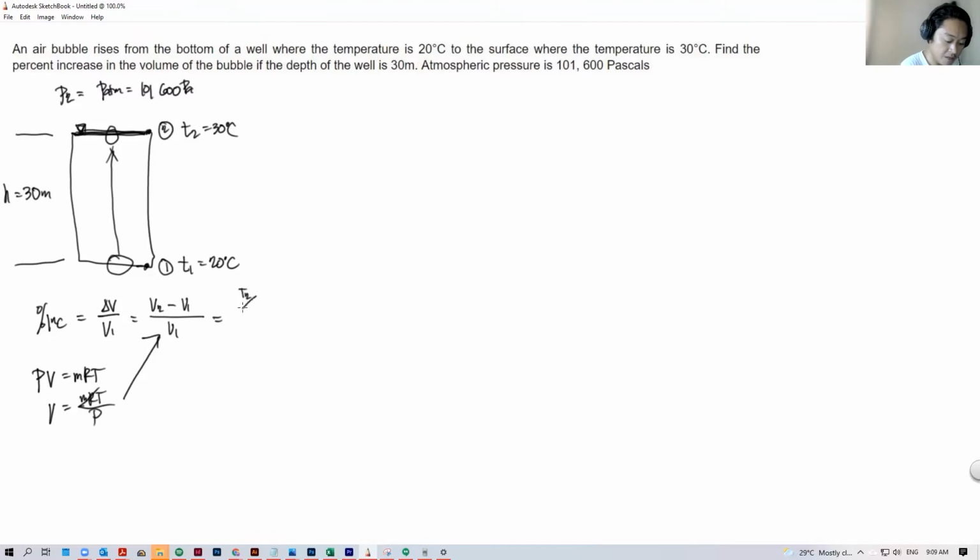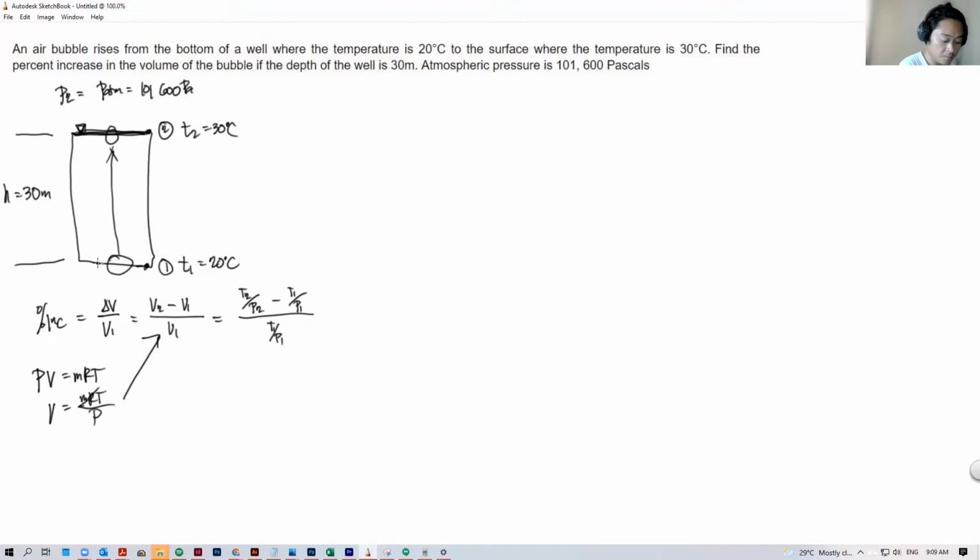So this is going to become T2 over P2, minus T1 over P1. And this is also, V1 is T1 all over P1. Basically, if you know the temperatures and pressures, then you can already solve the problem. We've got T1, T2, and P2. So we're just left with P1 to solve.